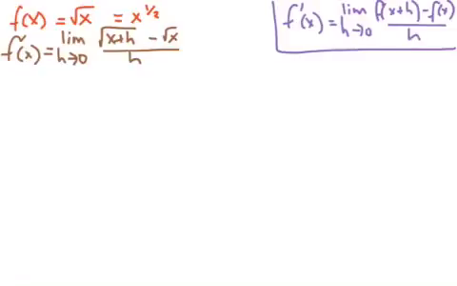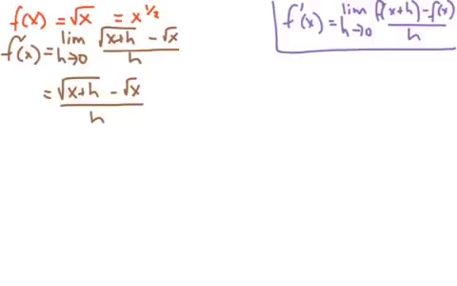So what we're going to do is use the same kind of mathematical trick, if you like, that we did when we rationalised the denominator. What we're going to do is multiply this whole thing by the conjugate of the numerator. So this is going to look like this. Okay, I'm just going to drop the limit for now. So we've got the square root of x plus h minus square root of x all over h.